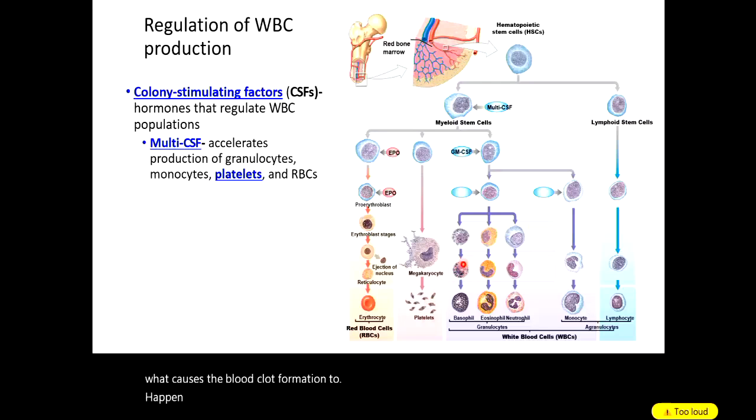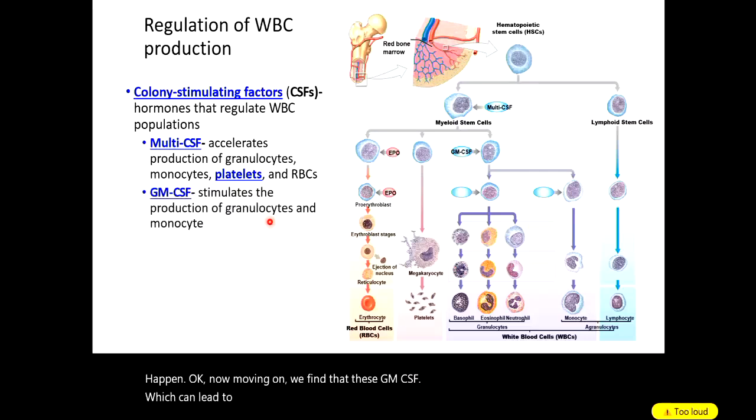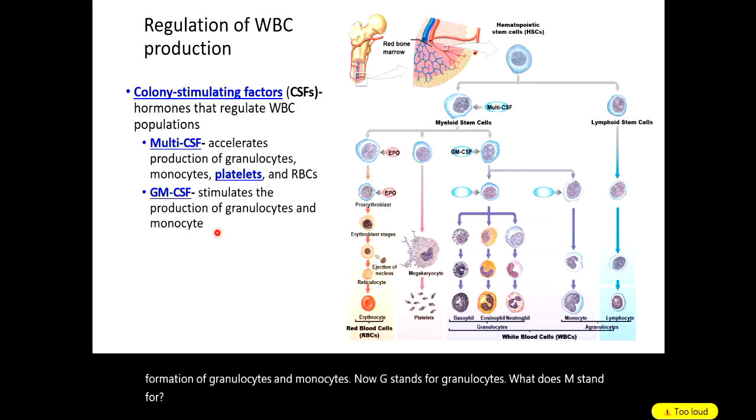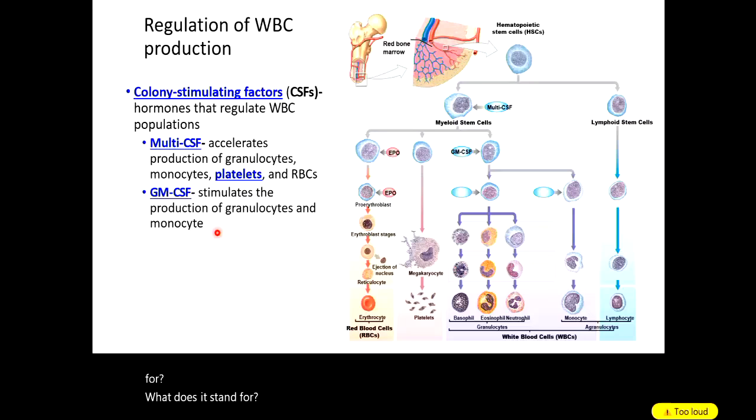Okay, now moving on, we find that there is GM-CSF, which can lead to the formation of both granulocytes and monocytes, right? Now G stands for granulocyte. What does M stand for? Monocyte. That's the most obvious answer, right?